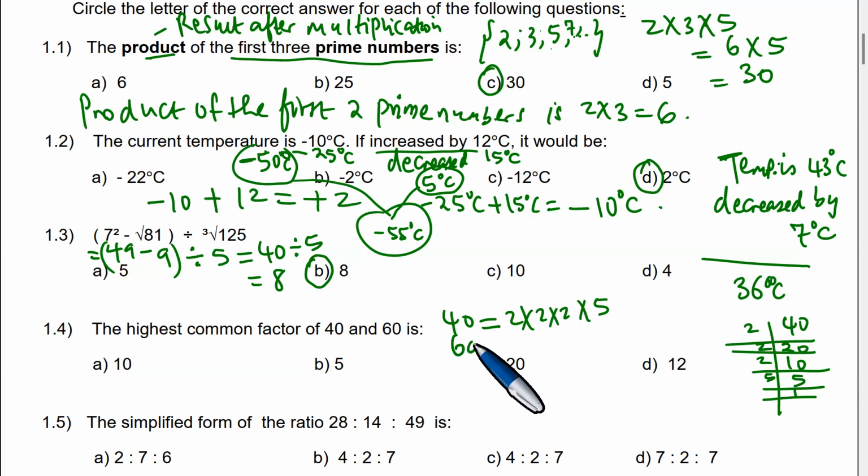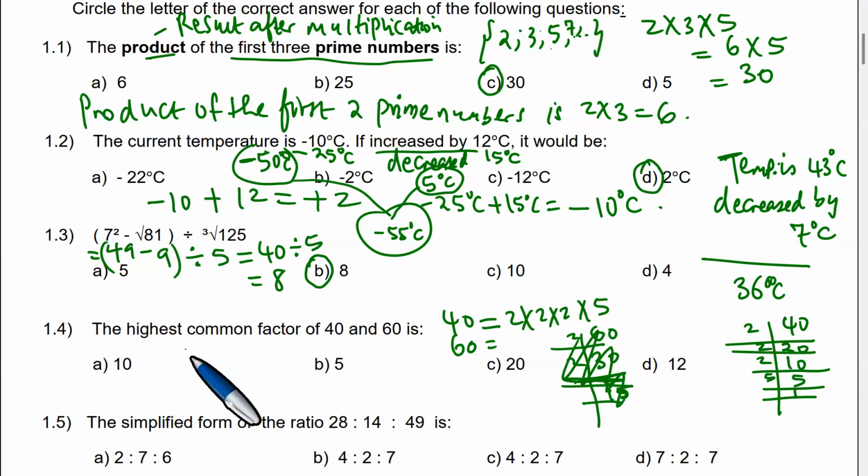And then you have 60. For 60 also, you need to get the prime factors. So you have 60 divided by 2. What is 60 divided by 2? It is 30. 30 divided by 2 is 15. Okay, can I do it properly here?